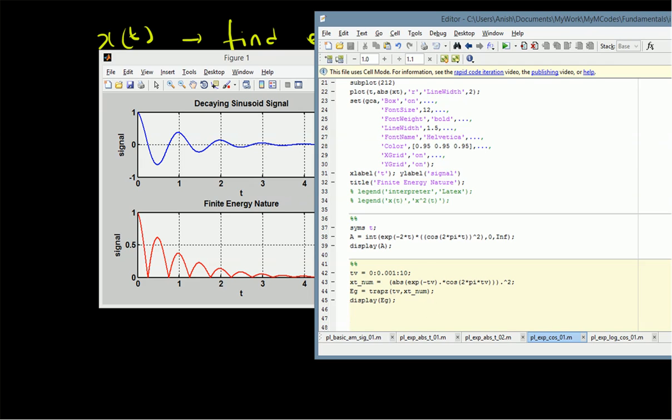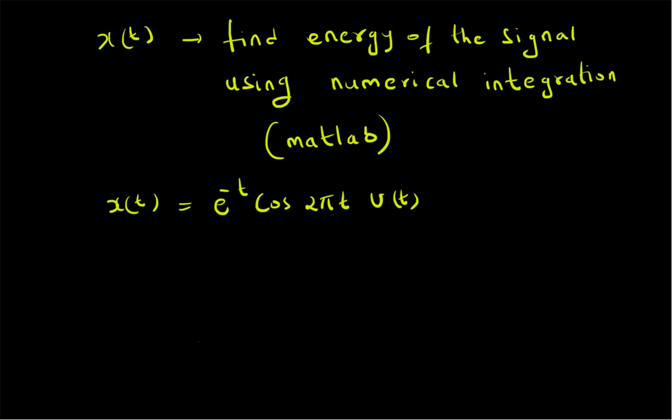That is, we create a time vector with values from 0 to 10 with a sampling interval of 0.001, and then we define the function in terms of this time vector and compute its absolute value and square the result. That is, we have exponential of minus t cos of 2 pi t, and then we take the absolute value and take the square value. That is, we are using the formula for energy.